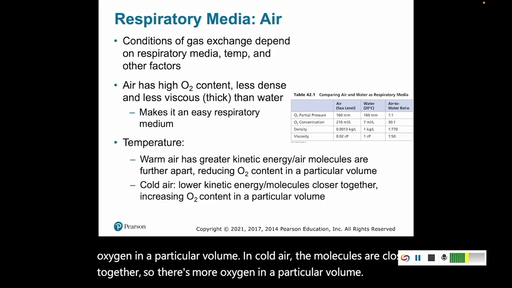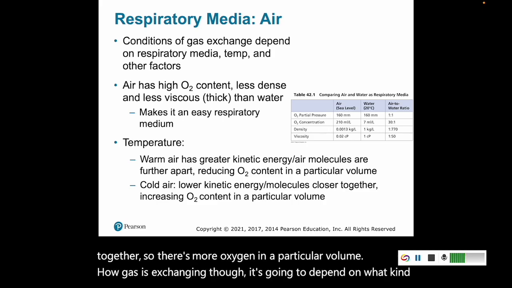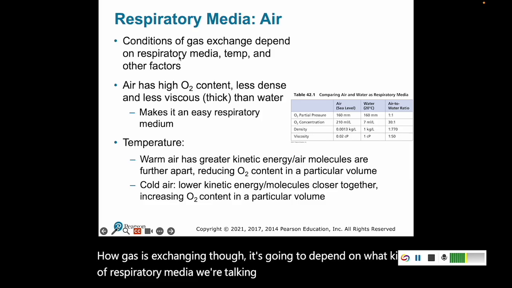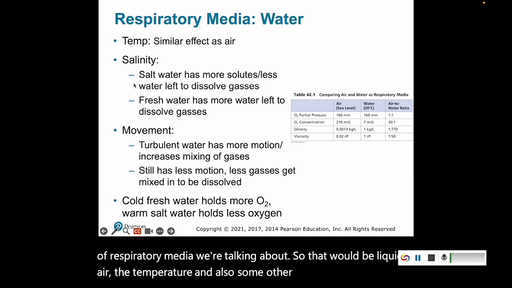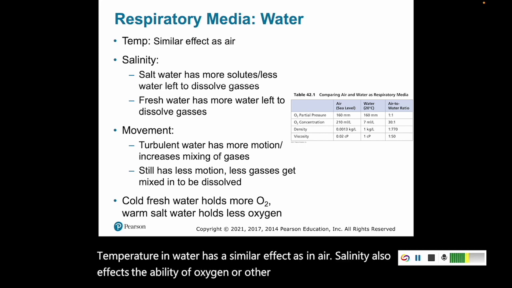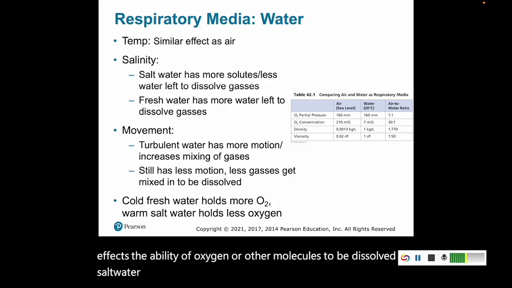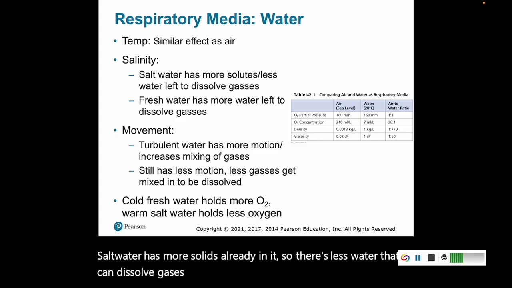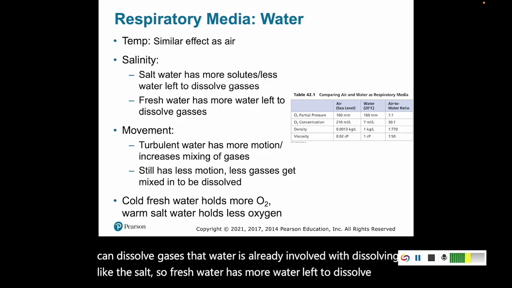How gas is exchanging, though, is going to depend on what kind of respiratory media we're talking about. So that would be liquid, air, the temperature, and also some other factors. Temperature in water has a similar effect as in air. Salinity also affects the ability of oxygen or other molecules to be dissolved. Salt water has more solids already in it, so there's less water that can dissolve gases. That water is already involved with dissolving the salt. So fresh water has more water left to dissolve gases, so there's more oxygen in that fresh water.